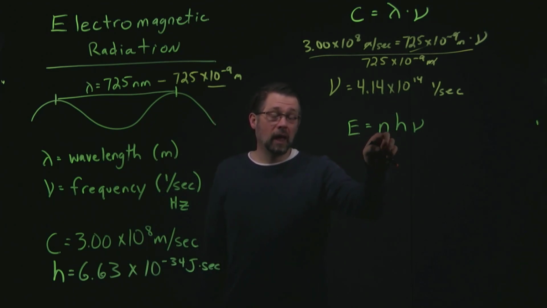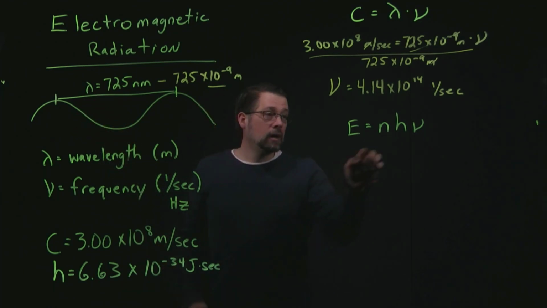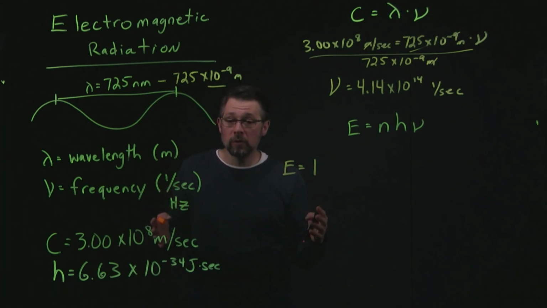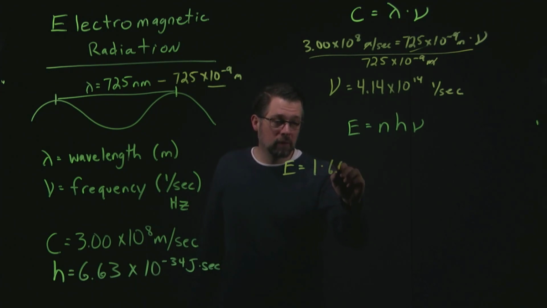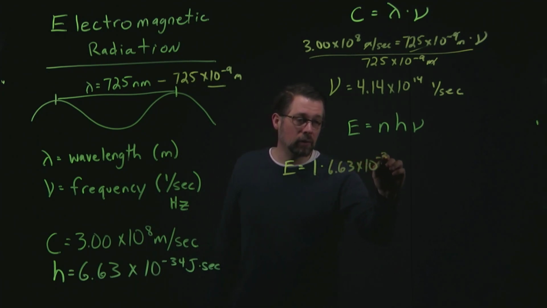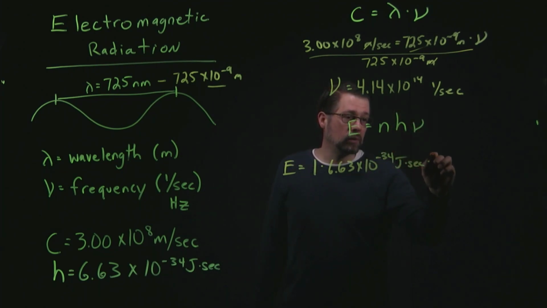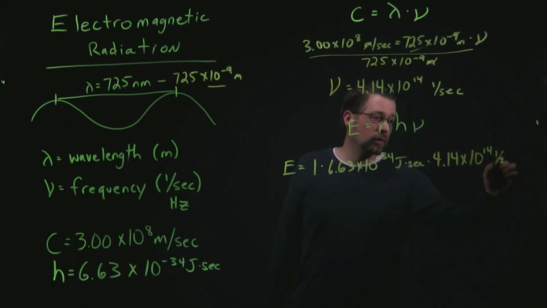This energy equals n, the number of photons. So how many of these smallest packets of light are there, times a constant, which I've written down here, Planck's constant, times the frequency. So I only want to know one photon. If I was being asked for a mole of photons, I'd put 6.02 times 10 to the 23rd here. It would be a counted number, or a dozen would be 12. I'm going to put 6.63 times 10 to the negative 34th joule seconds. And then I'm going to put my number here, times 4.14 times 10 to the 14th reciprocal seconds.